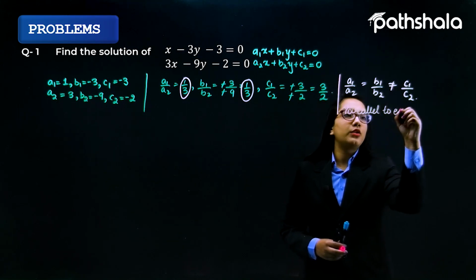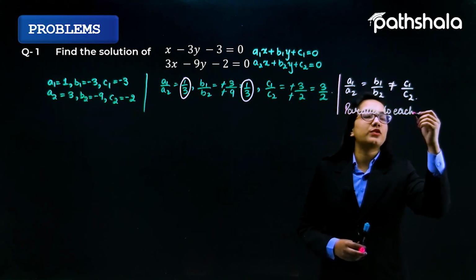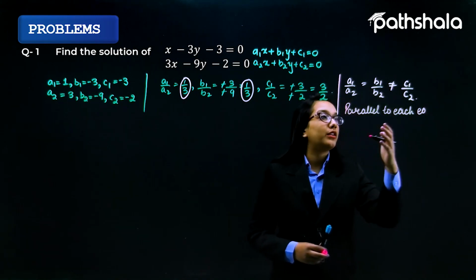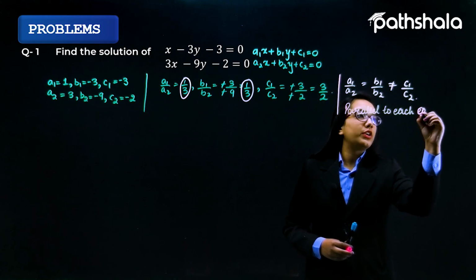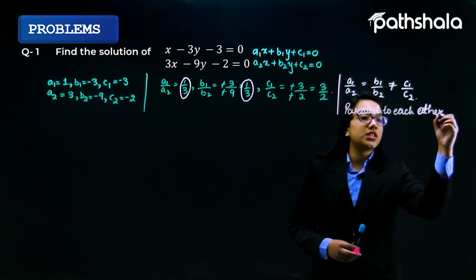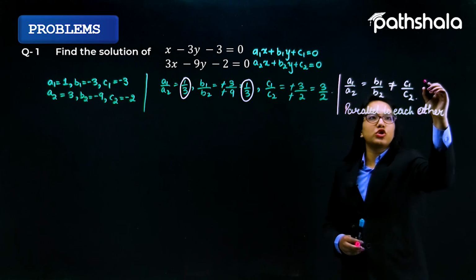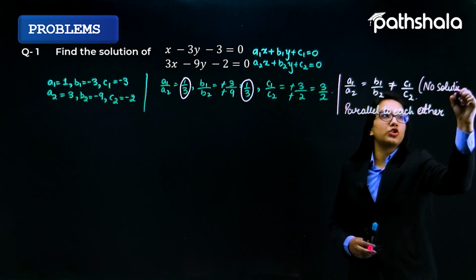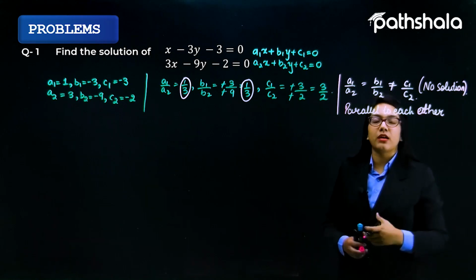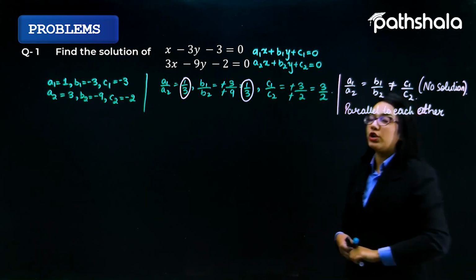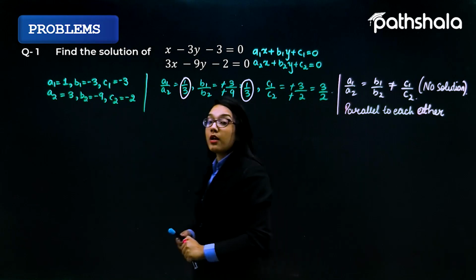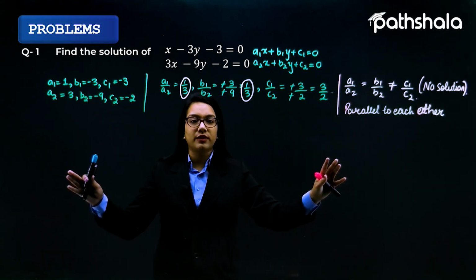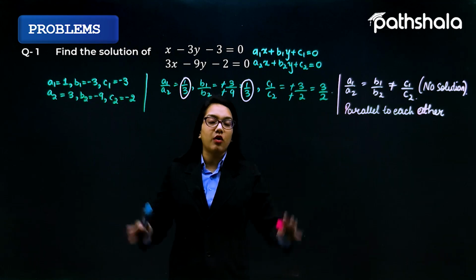They are parallel to each other, and whenever two lines are parallel to each other, we have no solution. So it means that there is no solution for such a pair of equations. It means there is no need to apply the cross multiplication method, because there is no solution at all. So that is the end of the solution of this particular pair of equations.